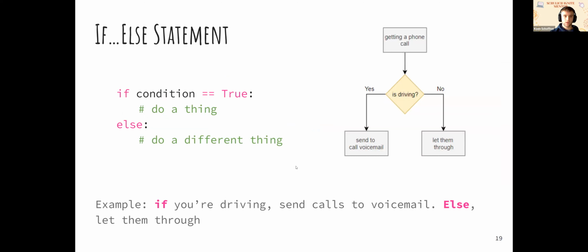So to pair with the if statement, we also have something called an else statement. We saw that if a condition is equal to true, we'll do this thing. But if that condition is not true and we have something specific we want it to do, we can specify that under the else statement. An example would be if you're driving and you get a phone call, you're going to let the call go to voicemail. If you're not driving, then you're going to pick up the phone and answer.